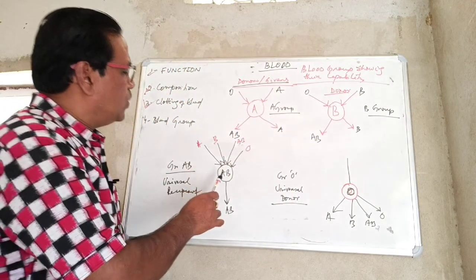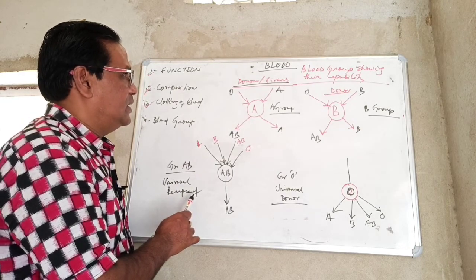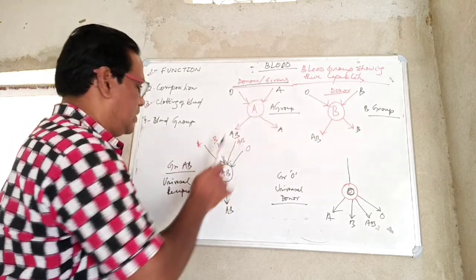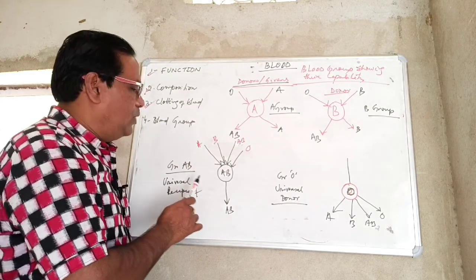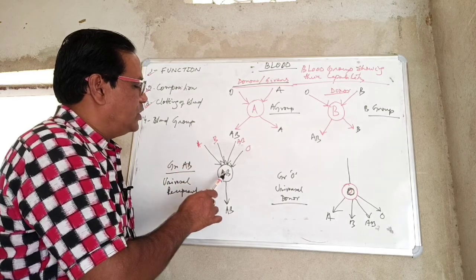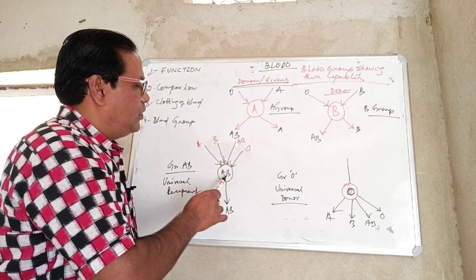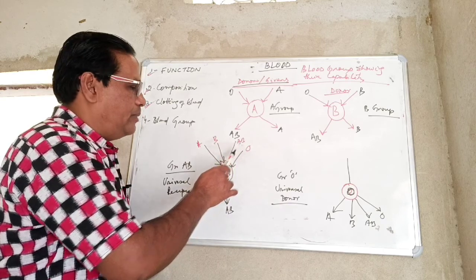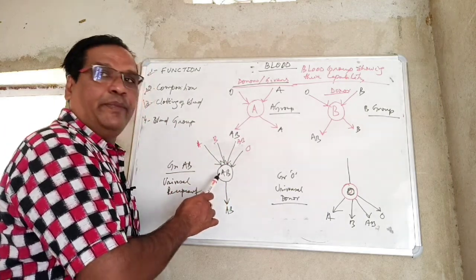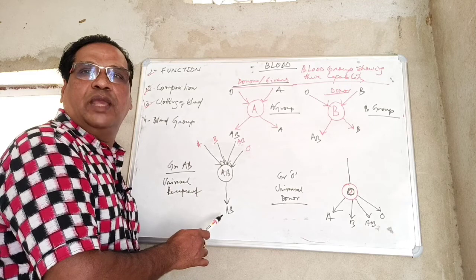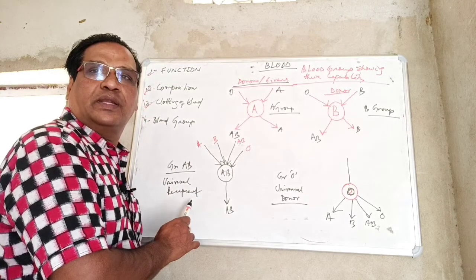In case of AB group, A will give, B will give, so these are donors, and AB is the universal recipient. Universally, AB will receive. From A, AB will receive. From B, AB will receive. From AB, AB will receive. From O, AB will receive. From all different groups, AB will receive. And only an AB group person will give to an AB person. So it is the universal recipient.